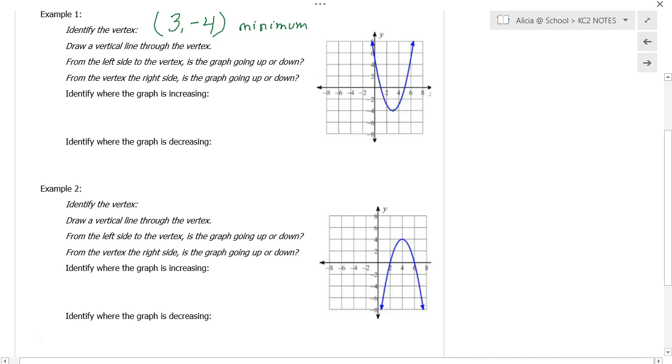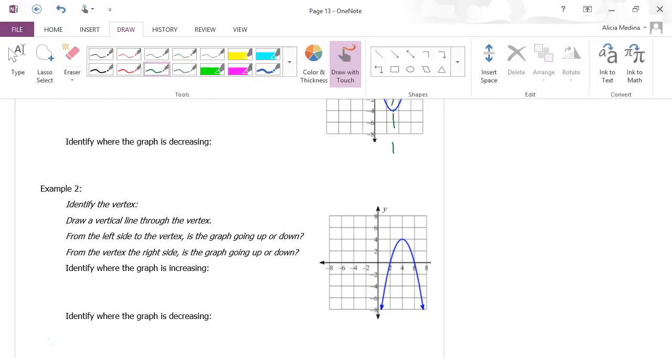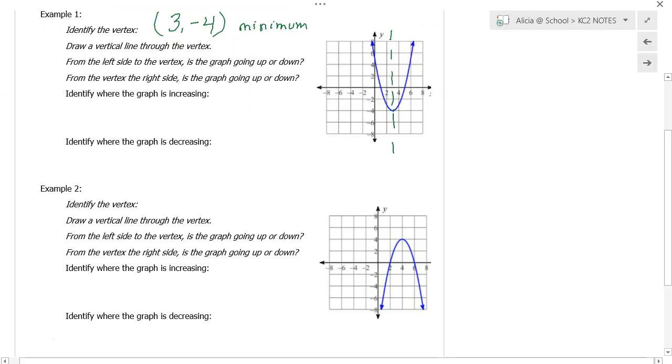Now we need to draw a vertical line through that vertex. So I'm just going to go ahead and draw a vertical line through my vertex. Then my next step says go from the left side to the vertex. Is the graph going up or down? So what I'm talking about is the left side of the vertex. If this is my vertex, everything to the left of it is this axis right here, just up until I get to that vertex point.